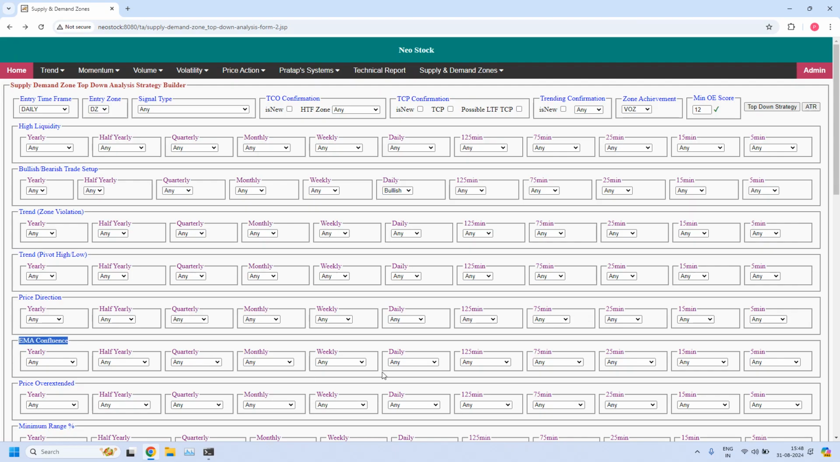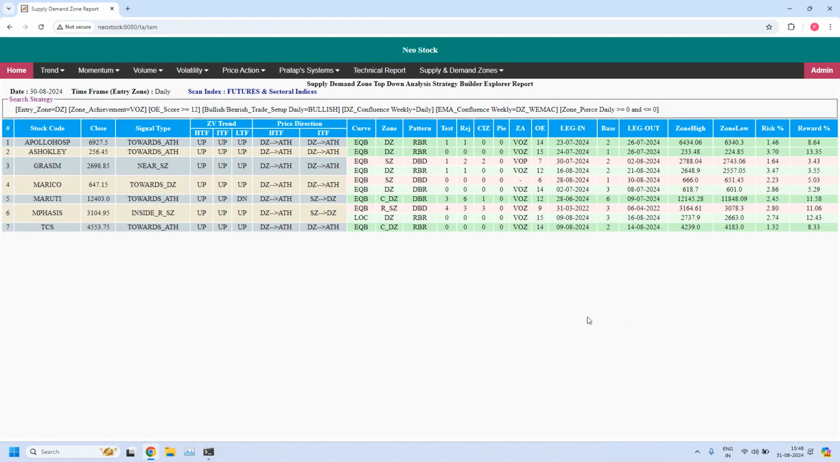So in the EMA confluence, in the weekly time frame, the weekly demand zone with weekly EMA confluence filter is enabled. Weekly demand zone with weekly EMA confluence. Now let's filter the stocks. Out of 14, 7 stocks are filtered. These 7 stocks are having weekly zones with weekly EMA confluence.